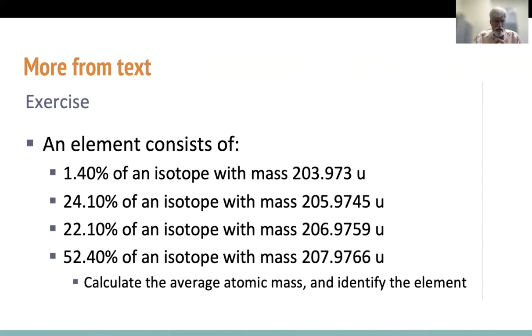We're going to be calculating an average atomic mass. That's what we see in the periodic table. We'll be able to identify the element because the atomic mass that we calculate will be the atomic mass of something in the periodic table. We have to be careful that this is a mass and not the number of protons, so it's not the atomic number that we're going to be looking at.